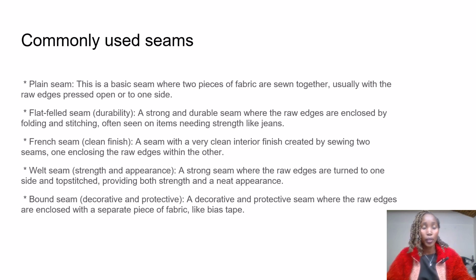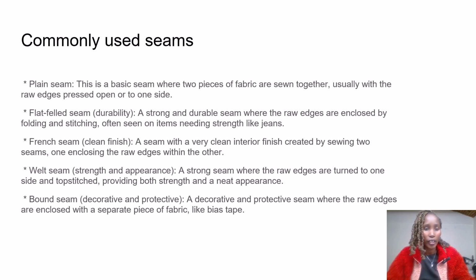So, the plain seam is a basic seam where two pieces of fabric are sewn together, usually with the raw edges pressed open to one side. The flat fell seam is a strong and durable seam where the raw edges are enclosed by folding and stitching, often seen on items needing strength like jeans. Third, we have the French seam. It is a seam with a very clean interior finish created by sewing two seams, one enclosing the raw edges with the other.